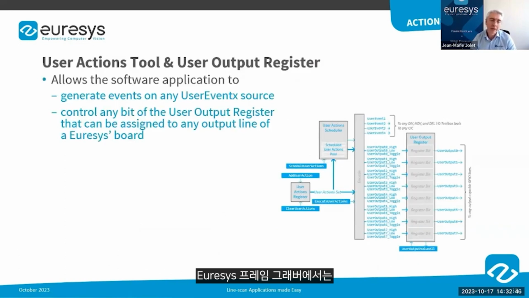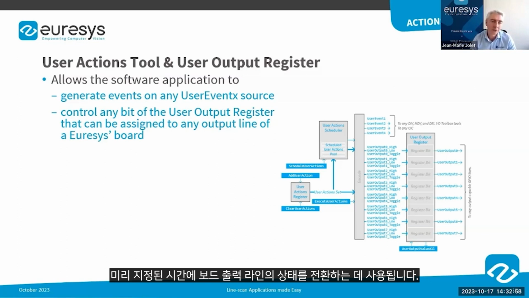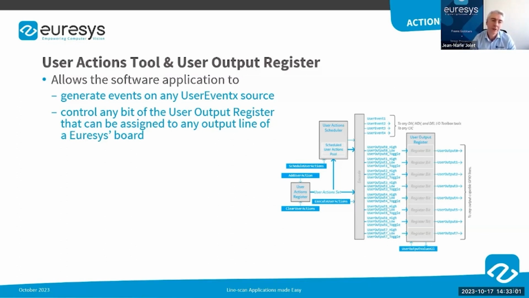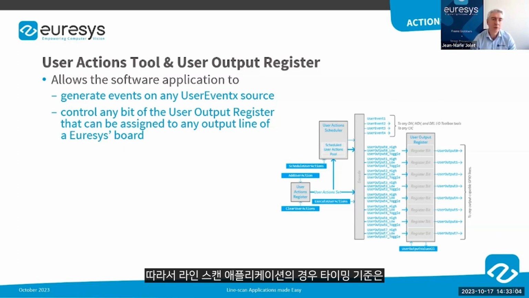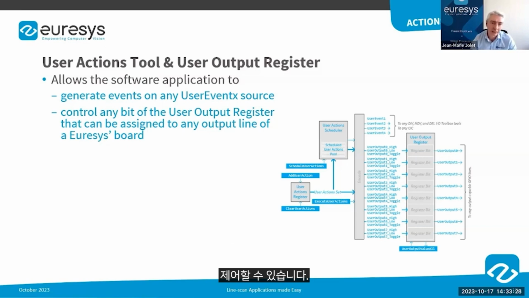The Euresys frame grabber implements one or several user action schedulers. Those action schedulers are used to trigger user events or to toggle the state of the board output lines at a predefined time. In case of line scan applications, the timing reference is again the encoder tick counter. As you can see, in line scan applications, the encoder has a very important role to play. By changing the state of any output line of the frame grabber at a very accurate time, the user action scheduler allows controlling the operation of external devices that are connected to the frame grabber.